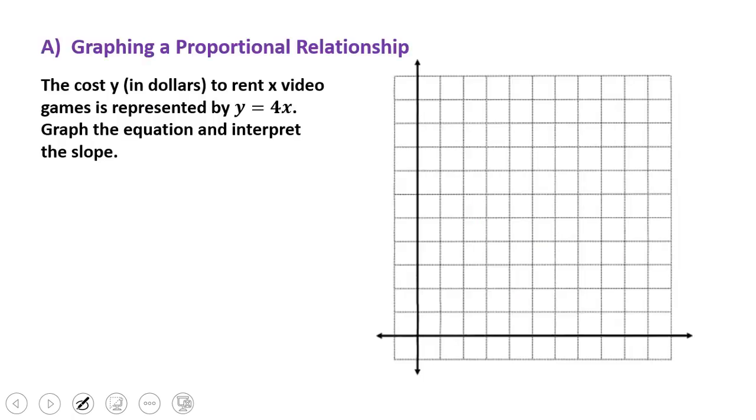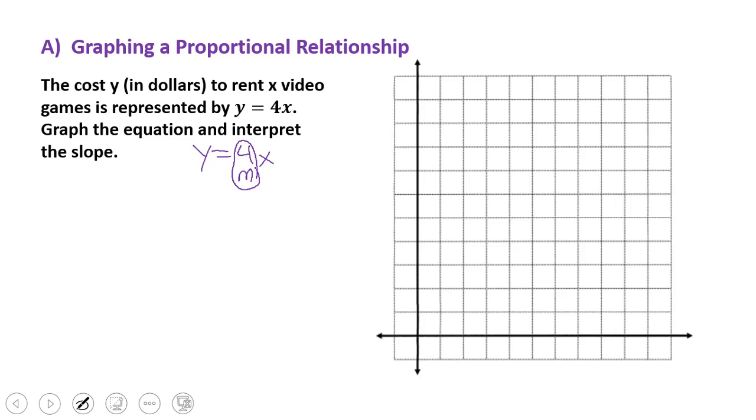So first thing we're going to do now is we're going to actually graph a proportional relationship. And the situation says the cost y in dollars to rent x video games is represented by y equals 4x. We're going to graph this equation and we're going to interpret the slope. So we already know in this equation y equals 4x, that 4 is in the m position. It's next to the x. So that is the slope. And we're going to understand, what does that mean?